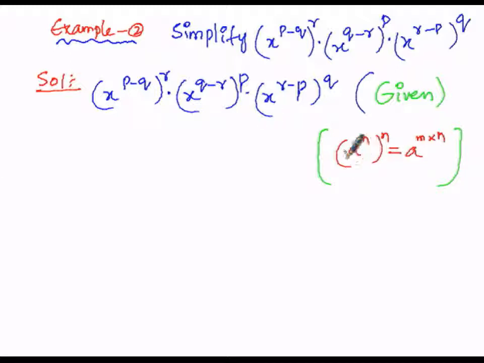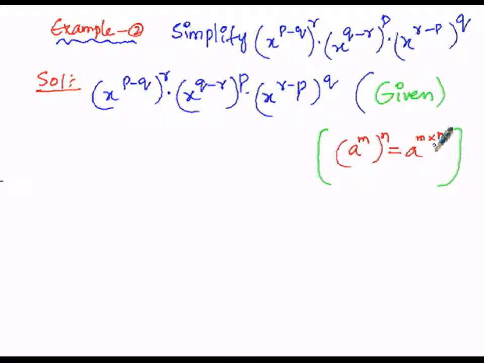A is x, and m in the first bracket is p minus q and n is r. In the second bracket, a is x, m is q minus r and n is p, whereas in the third bracket, a is x again, m is r minus p, then n is q. So we can write it as a power m into n. So we can multiply these two exponents as the result.